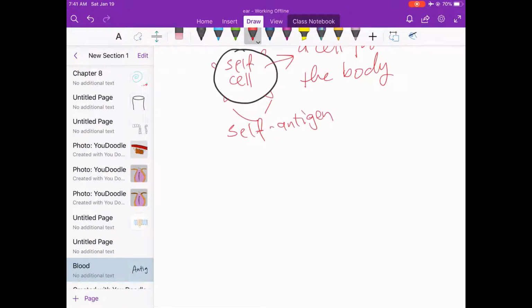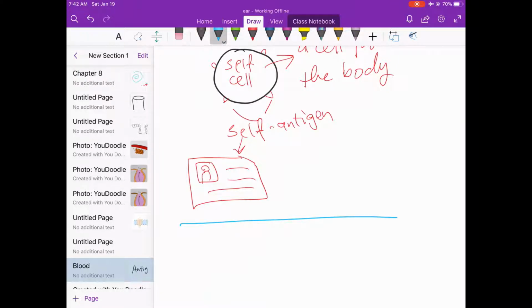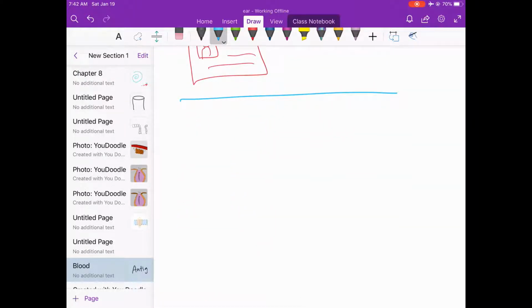Think of it like working in a company, and that company gives you an ID card with your name on it. That is the self identifier. For the cells, this is the self antigen. Now, let's assume there is an external cell, like a virus or microorganism, invading the bloodstream. This microorganism also has IDs on it.